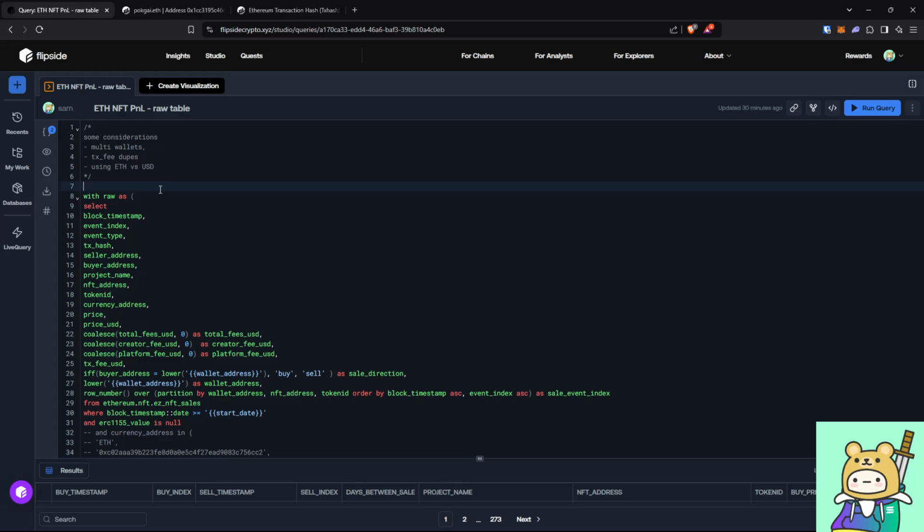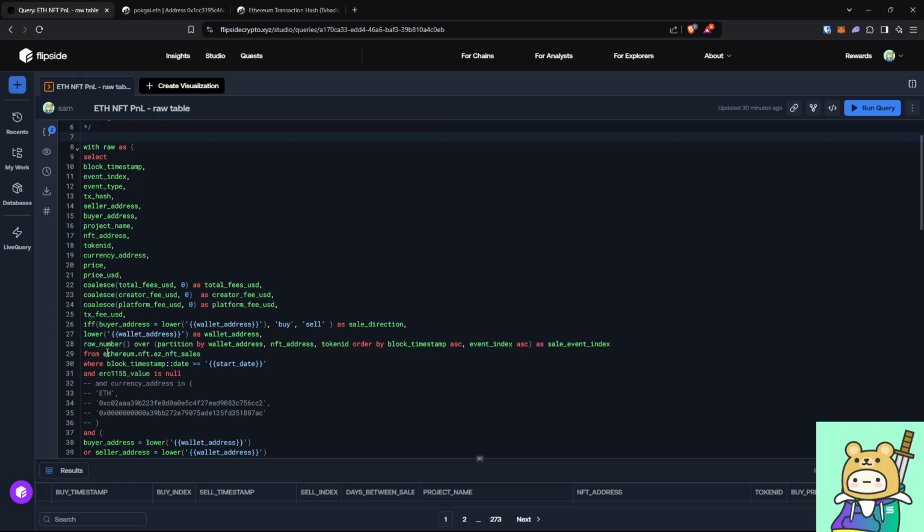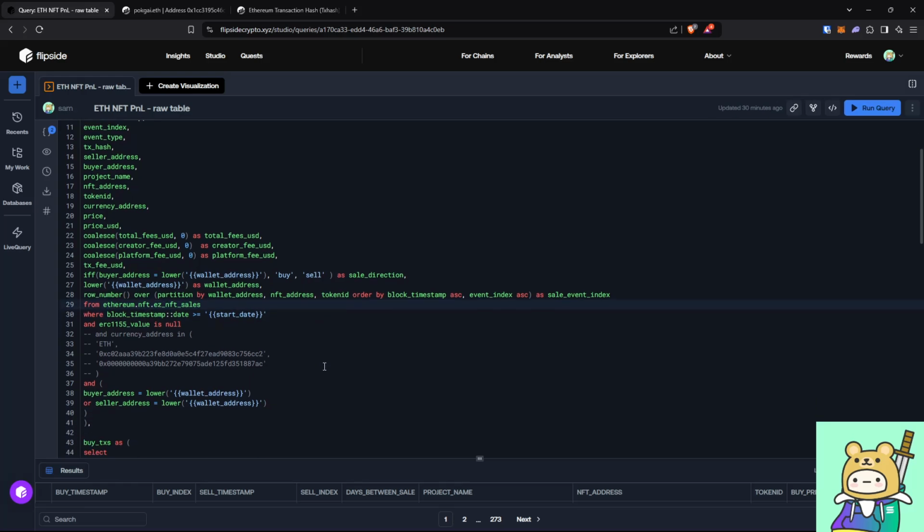Today I'd like to share with you how you can create your own NFT PnL table, right? So essentially creating a table that tracks profits or losses from your NFT transactions. I'm using Ethereum, so the Ethereum NFT sales table, and this should work for I guess almost all chains.